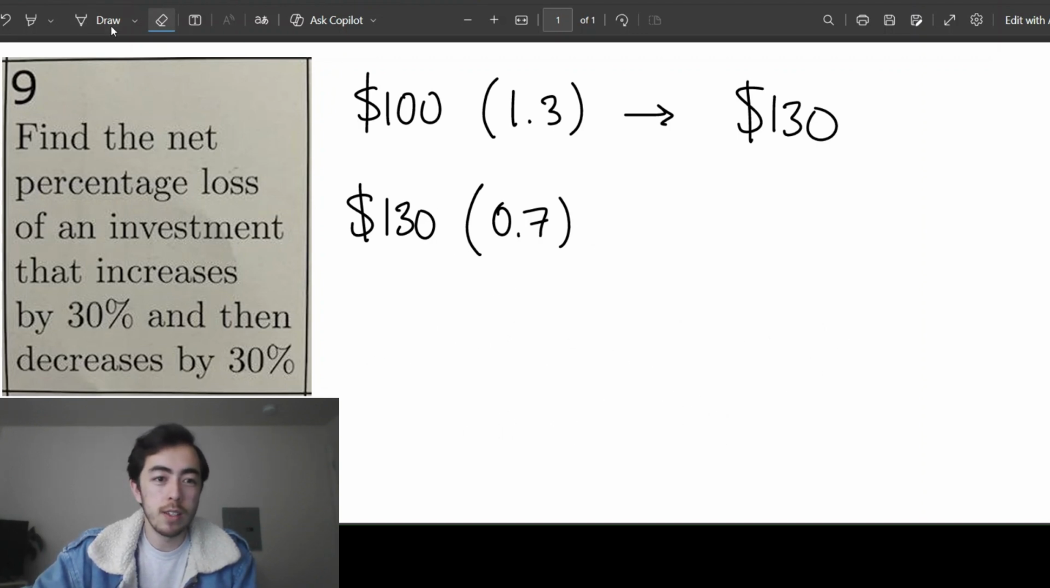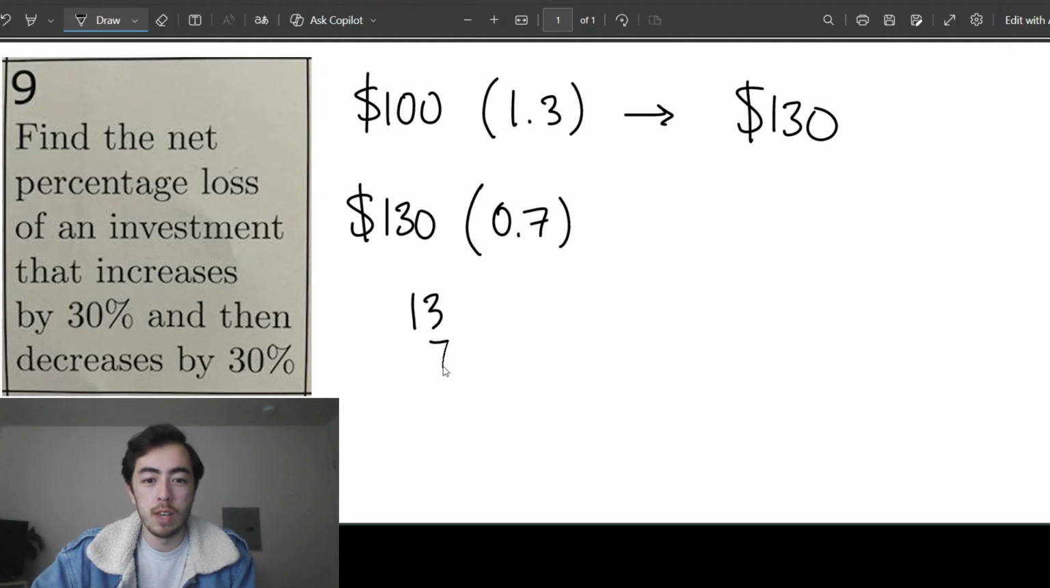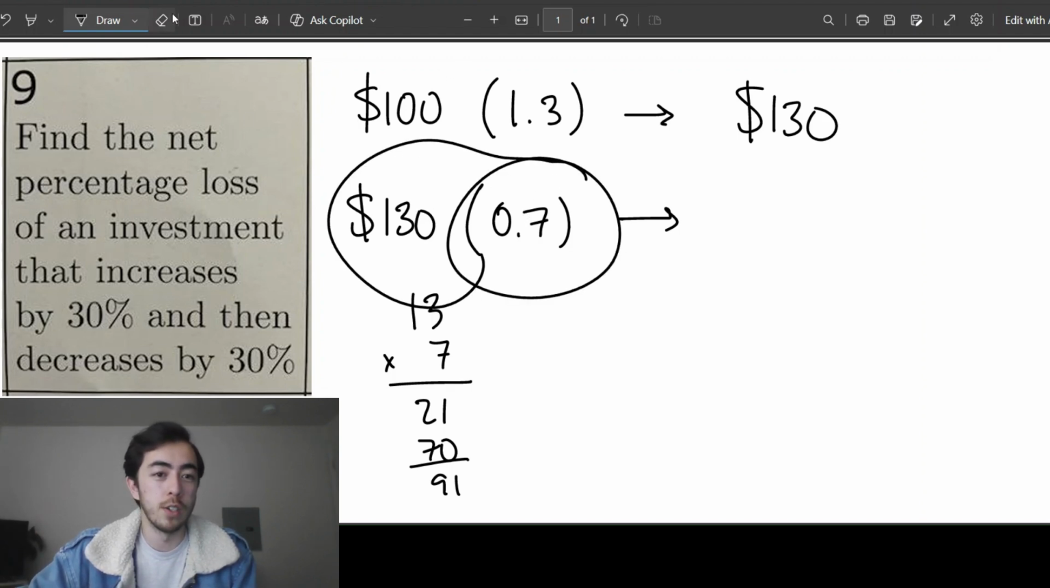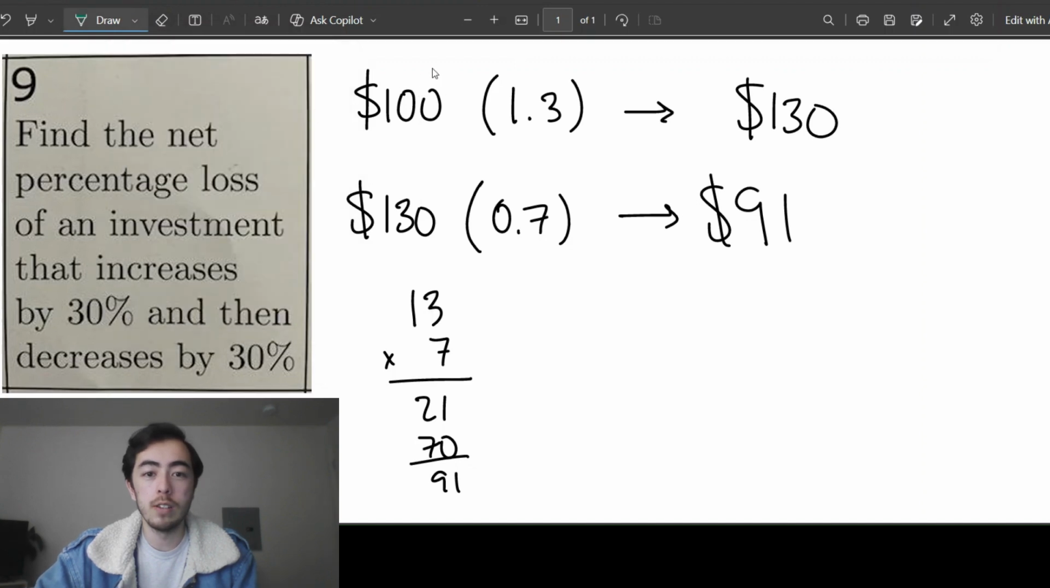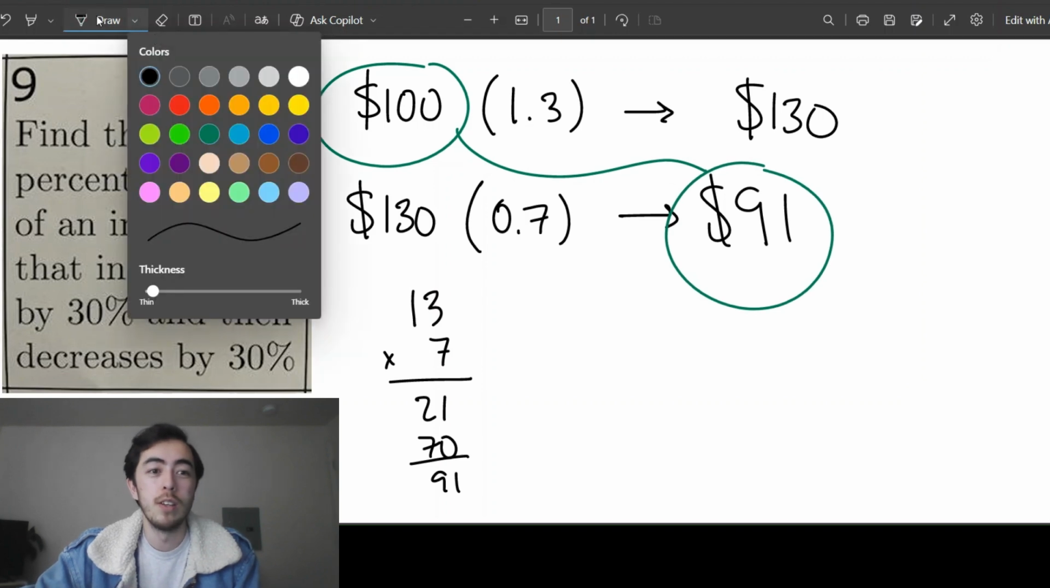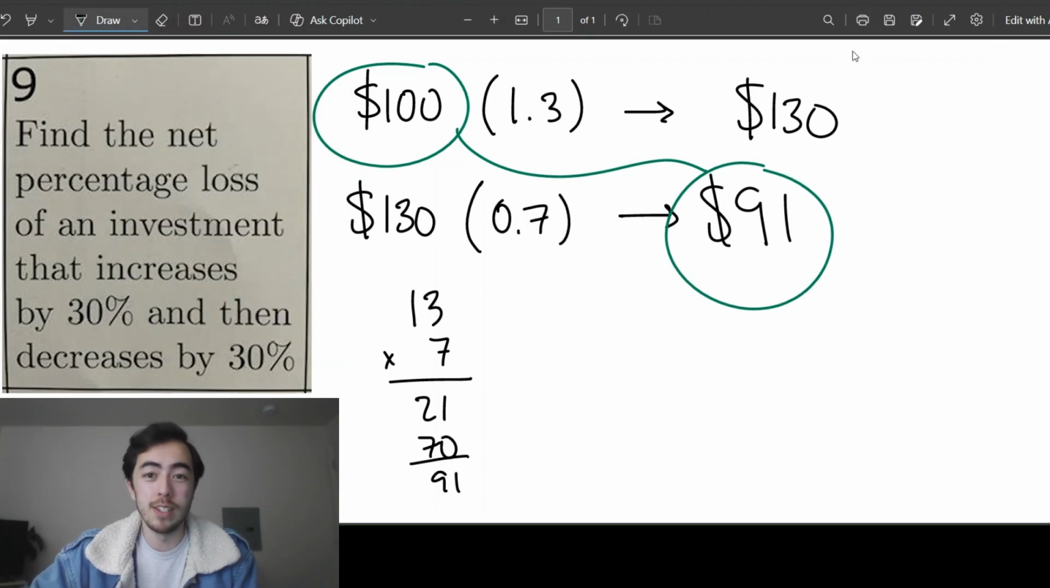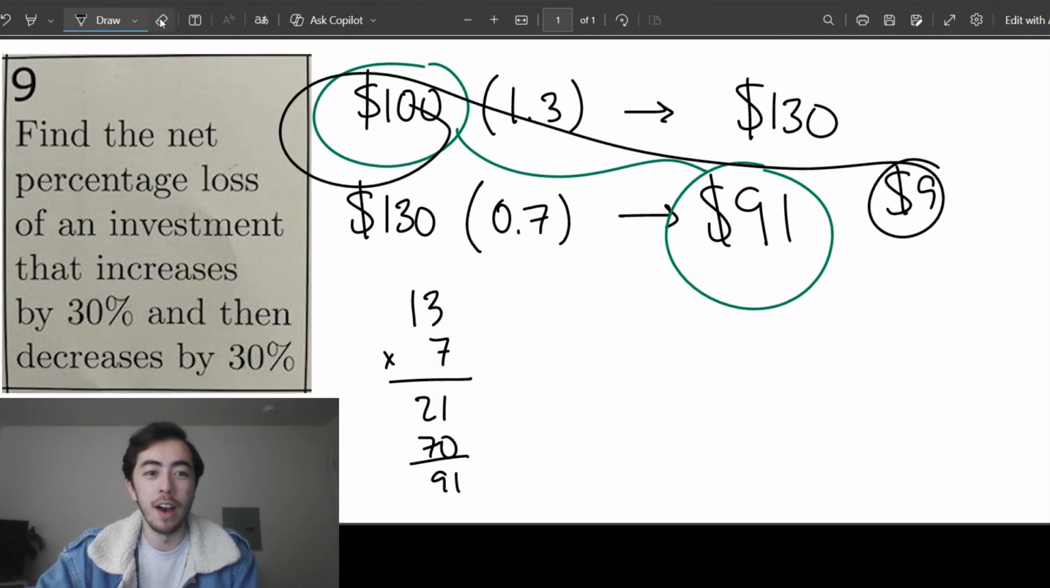That's where I'm getting this 0.7 from. And to multiply these, I think what I'll just do is 13 times 7 and then deal with the decimal point later. This is 21 plus 70 or 91. And just kind of like number sense, it does make sense that 70% of 130 decreases that to $91. So in the end, we started with $100, and we are left with 91. So we can see that this is a 9% decrease because $9 is 9% of 100.